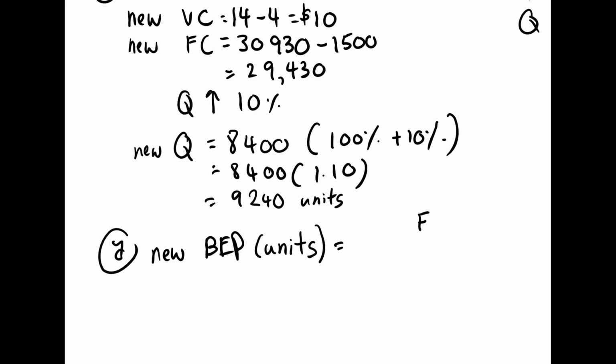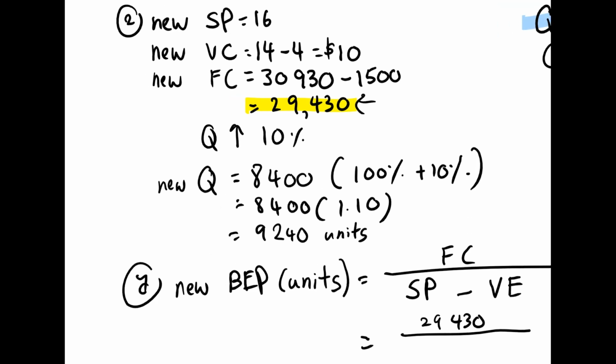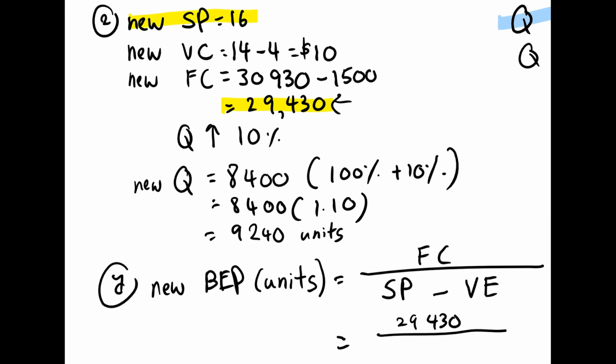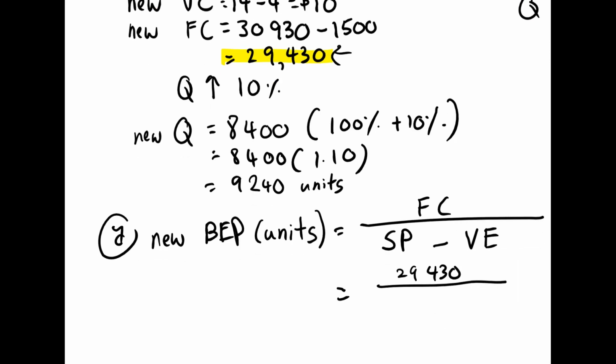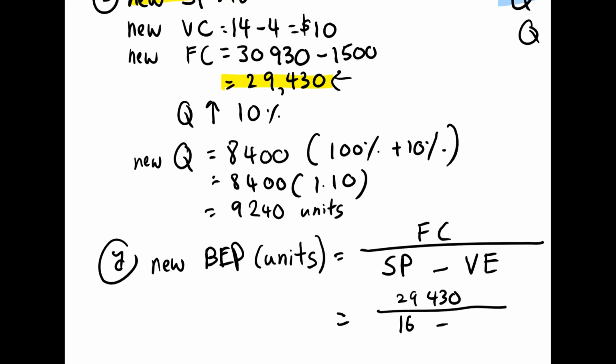equals fixed cost, same formula, we are going to use the same formula, fixed cost divided by selling price minus variable expense per unit. Okay, so your new fixed cost is 29430 divided by new selling price, $16. Okay, new selling price is $16 minus your new variable cost. New variable cost is $10.